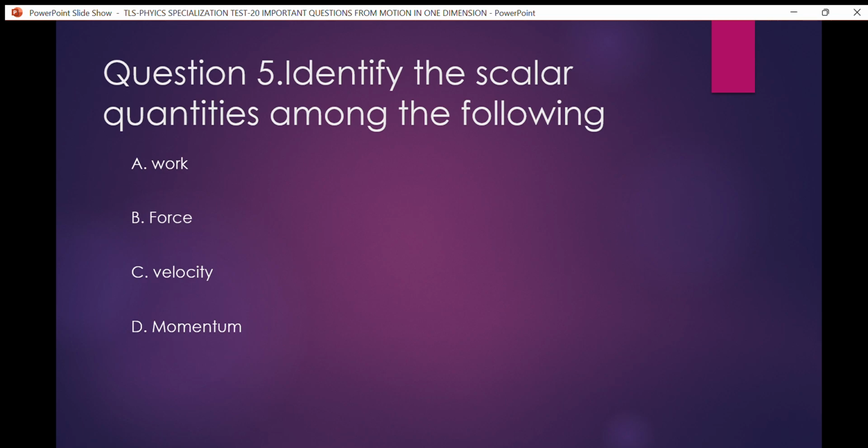The only one option is work. Work is a scalar product of 2 vector quantities, but it is considered a scalar quantity. It has only magnitude, no direction. So the scalar quantity among the following, the right option is option A, work. Let us go to question number 6.